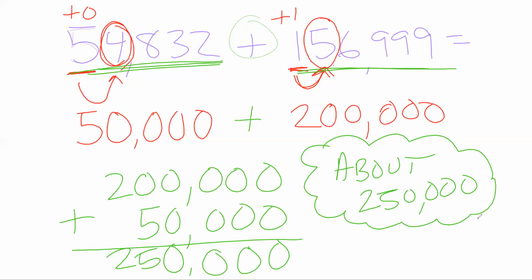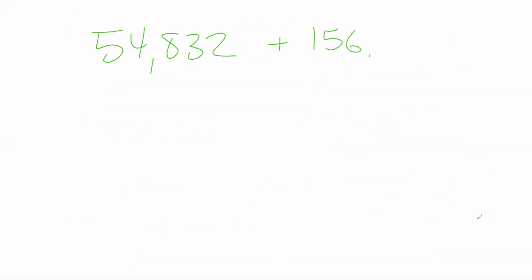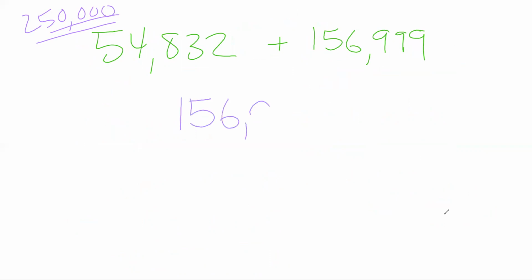Let's go solve this and see if that helps me in thinking about what's reasonable. So 54,832, and I'm adding 156,999. I know my estimation is about 250,000, so I'm going to put that over in the corner. That's what our answer should be about. And now I'm just going to solve these. I'm going to actually do the math. I'm going to get the real answer, not the estimation, but now the real answer.